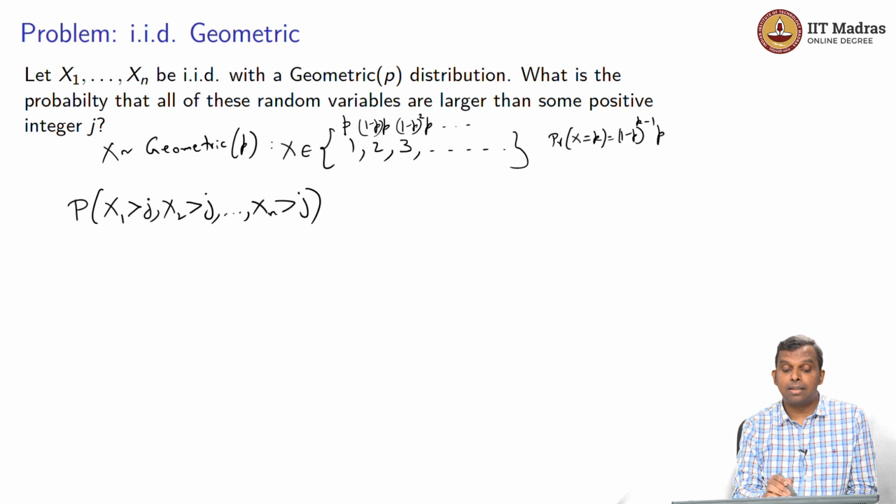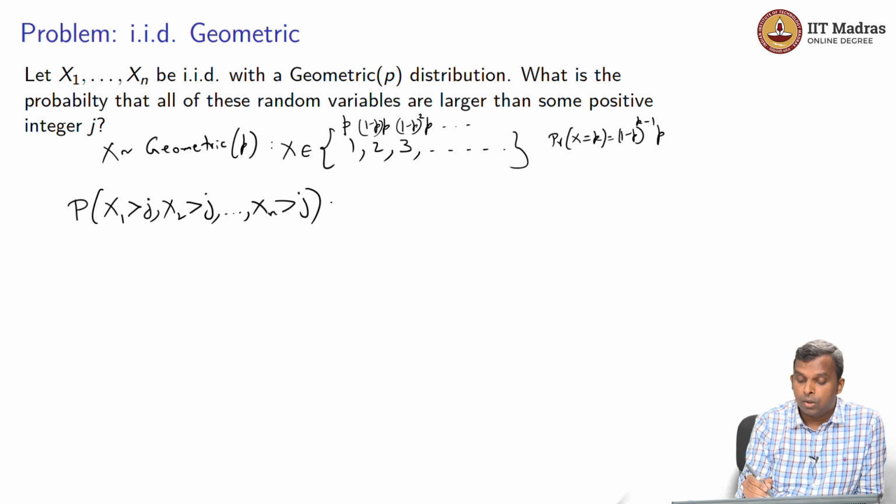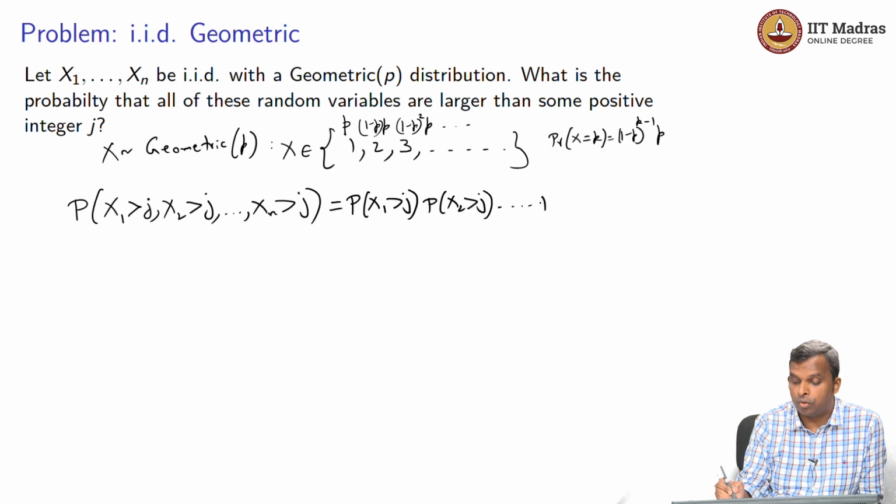But remember, this is IID, so these are all independent random variables. When they are independent, the events defined with them are also independent. So you just simply write it as probability of x1 greater than j times probability of x2 greater than j. You can take the product of these probabilities and you will work it out.